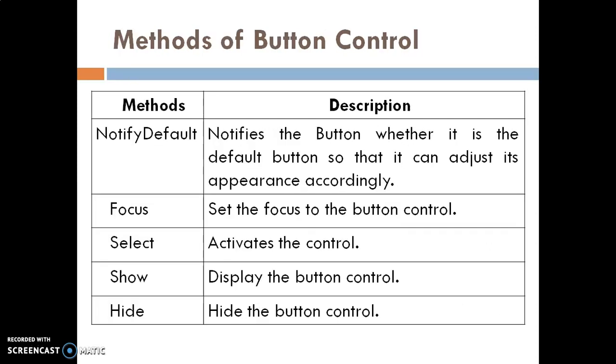These are the common method names of button controls. First method is notify default. It is used to notify the button whenever it is the default button so that it can adjust its appearance accordingly. Second method is focus. It is used to set the focus to the button control. Then third method is select. It is used to activate the button control. Then next method name is show. It is used to display the button control. Then next method is hide. It is used to hide the button control from the window.